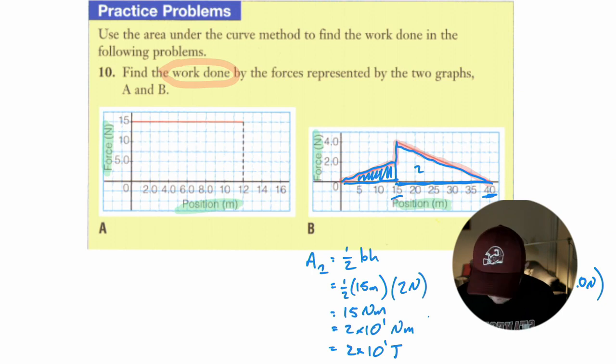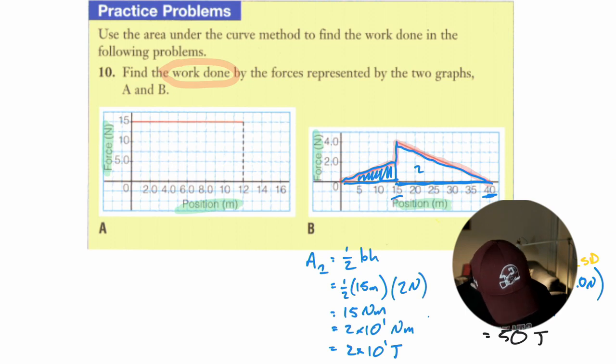So we're going to multiply those together. 25 times 4 divided by 2 gives me an answer of 50 Newton meters. We have 2 significant digits and 2 significant digits, so 50 Newton meters is perfect. We can also express that in joules. So we get 50 joules.